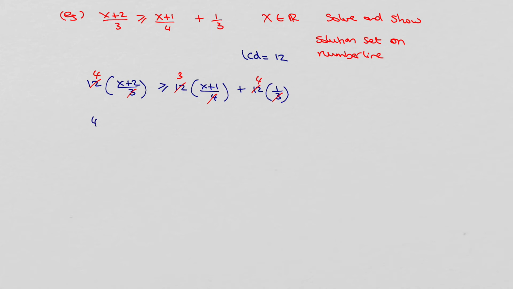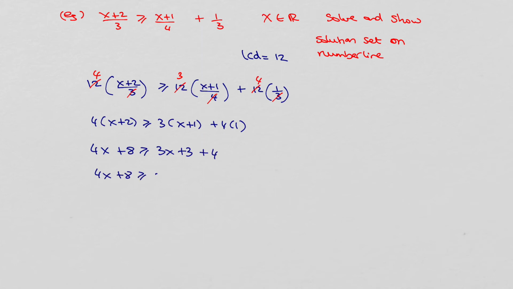So that leaves me with 4 times x plus 2 is greater than or equal to 3 times x plus 1 plus 4 times 1. And now we have a nice, easy inequality to deal with. So same as the last time, we're going to multiply out our brackets. So that gives us 4x plus 8 is greater than or equal to 3x plus 3 plus 4. Simplifying the left-hand side and the right-hand side gives me 3x plus 7 on the right.